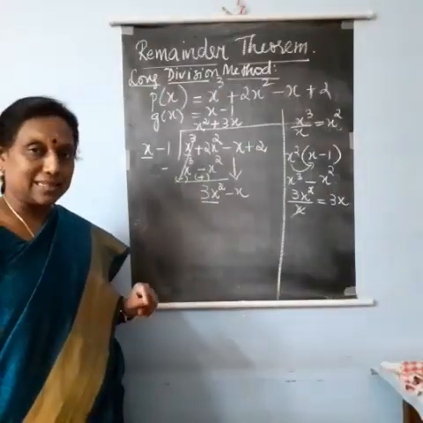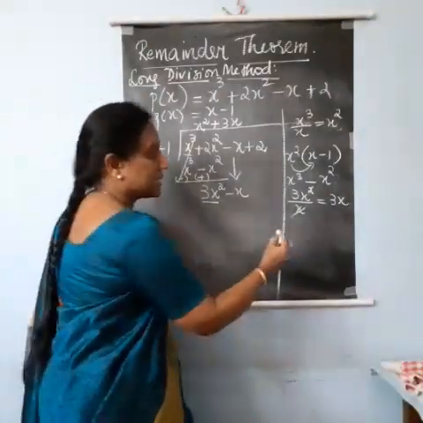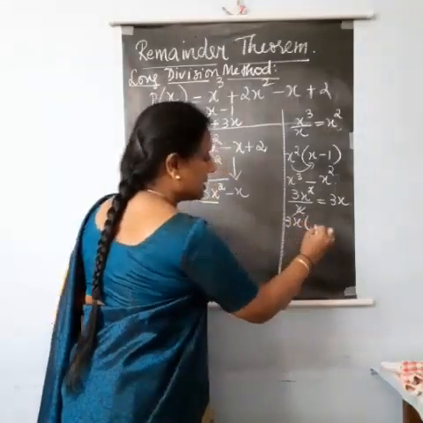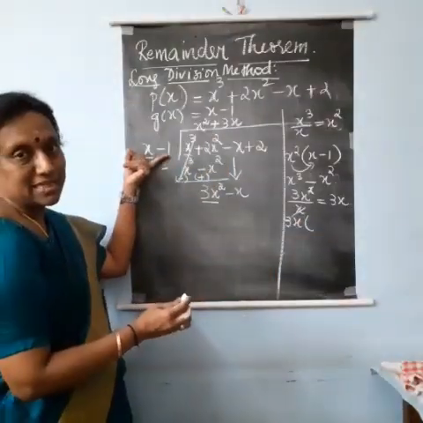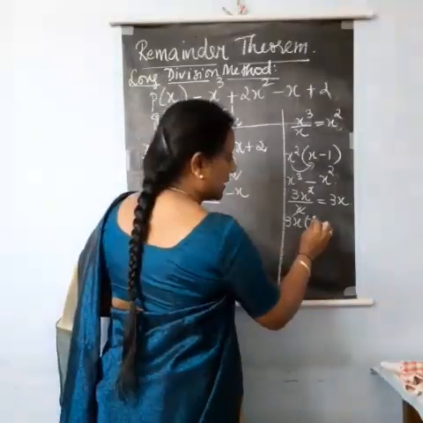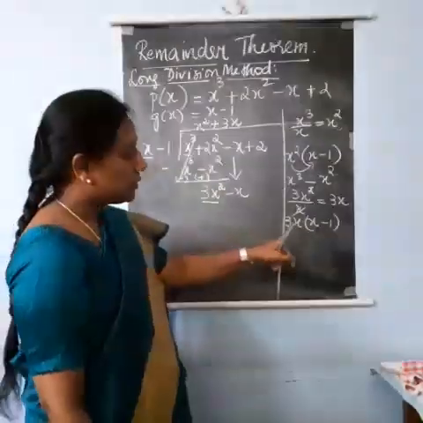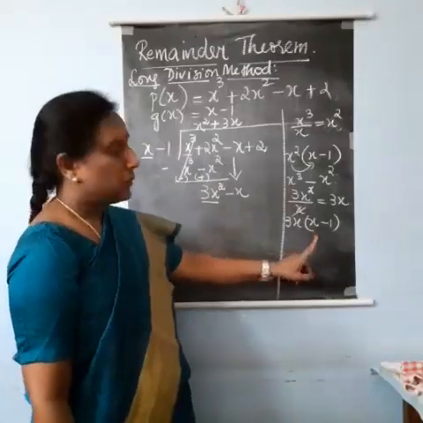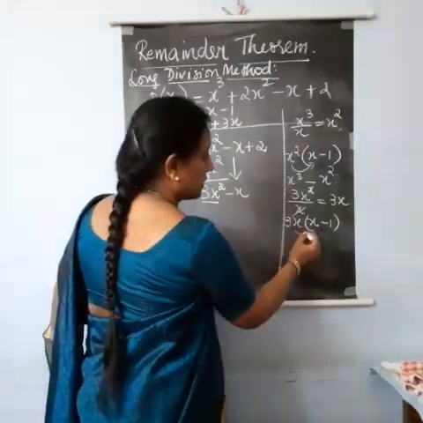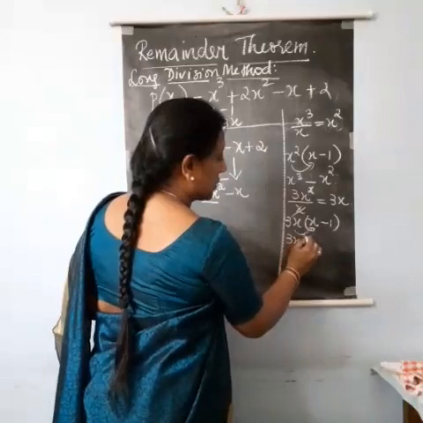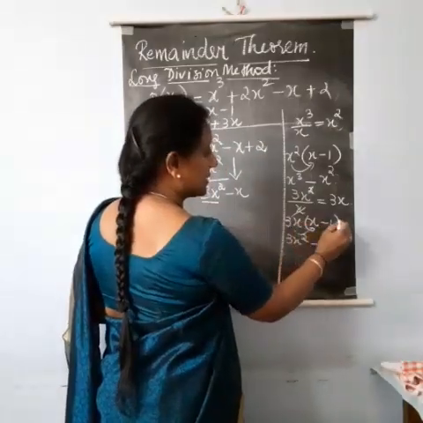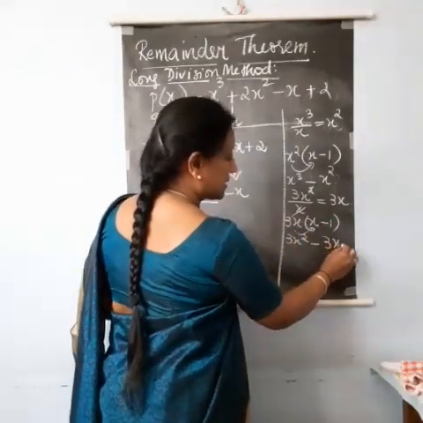Now whatever I have got, I have to write it as my quotient term, plus 3x. After writing 3x there, what's my next step? 3x into the entire divisor, which is x minus 1. Okay. So now you have to use the distributive property. When you use the distributive property, what will you get? 3x squared minus 3x into 1 is 3x.